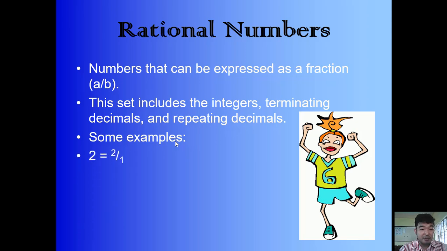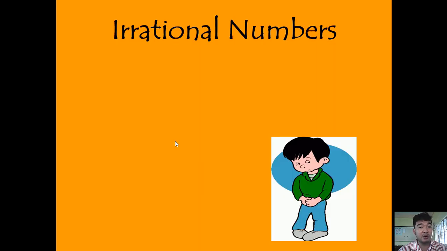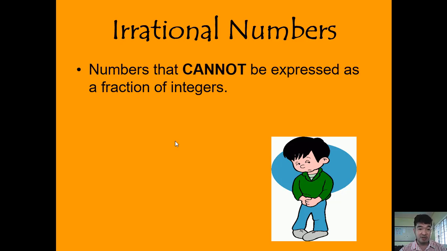Here are some of the examples. 2 is a natural number and it can be expressed as 2 over 1. Then 3 and 1/4 can be expressed as 13 over 4. Negative 0.25 can be expressed as negative 25 over 100 or negative 1/4. Then 1/3 is equal to 0.333 and so on. So that's repeating and non-terminating. So that's rational numbers. Pag hindi naman pasok sa rational numbers, then that is what we call an irrational number.